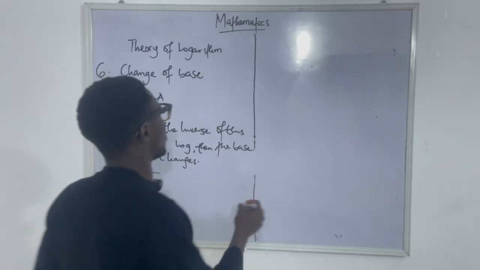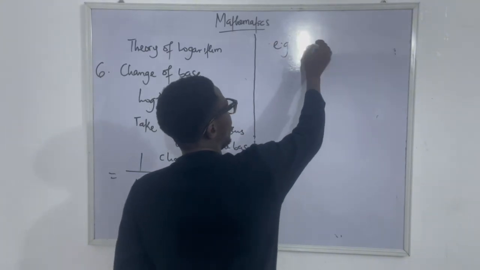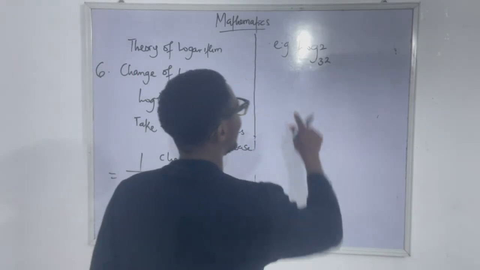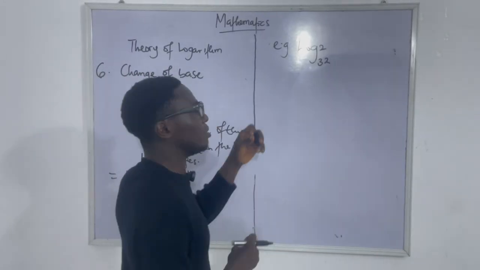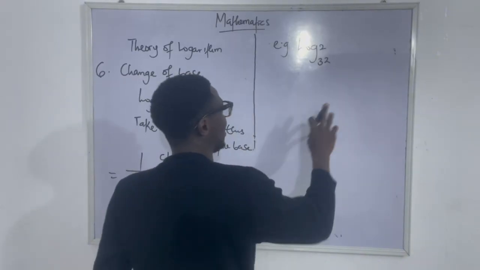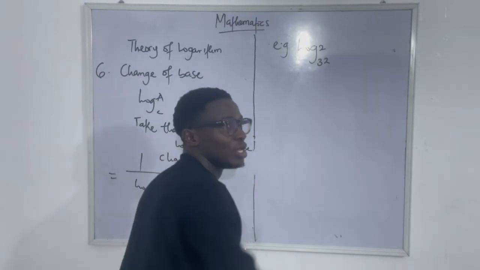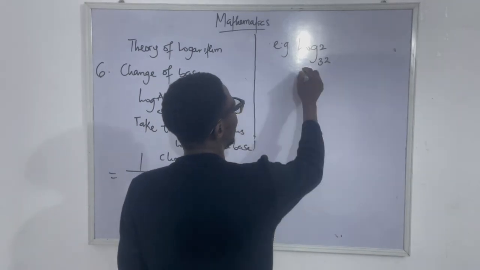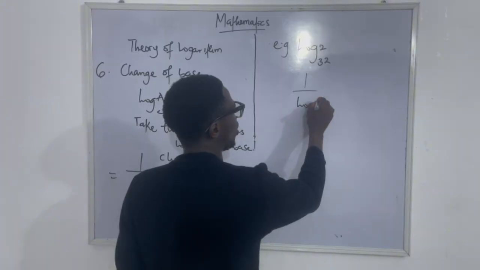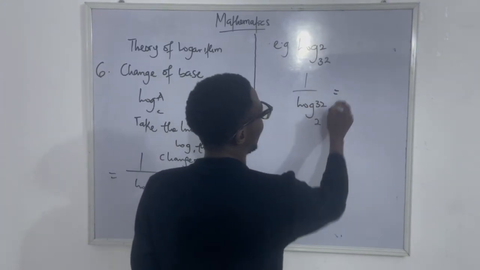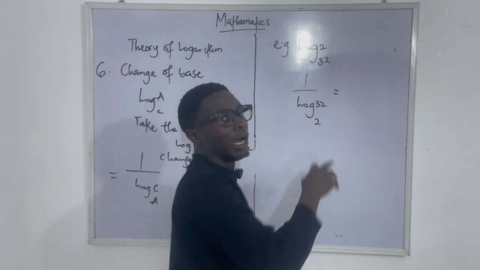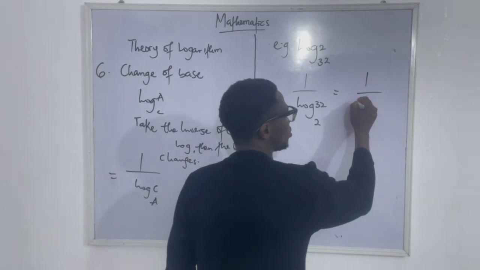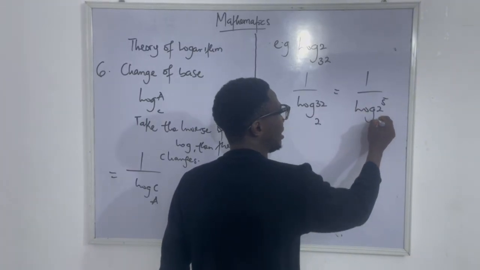Are we together? So let's take an example, log 2 base 32. Know that we made this example earlier when we were talking about when the base carry power. We are going to make use of the same example so we can know whether we'll arrive at the same answer. So now you take the inverse, that's log 32 base 2. In that sense, can 32 be raised in the power of 2? Yes. So that's log 2 raised power 5.